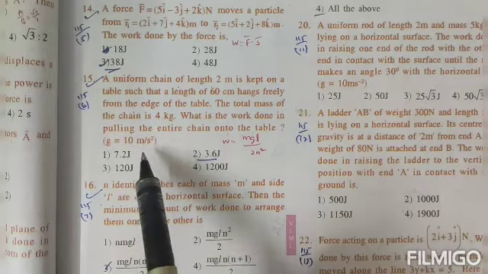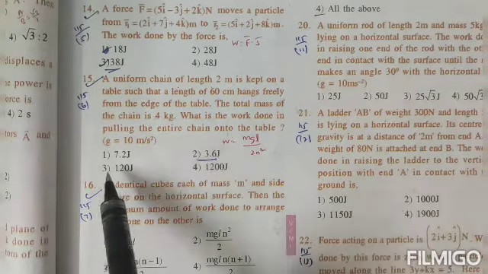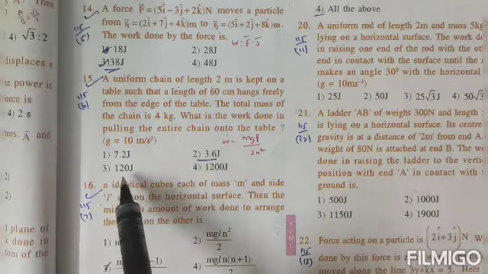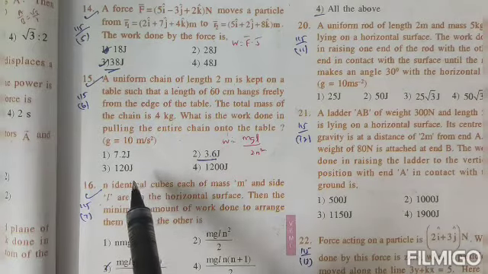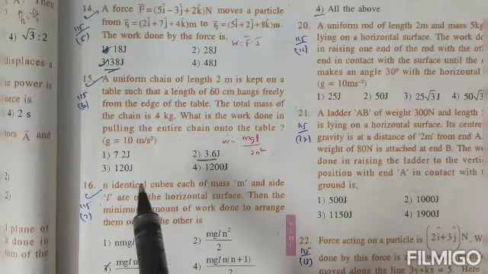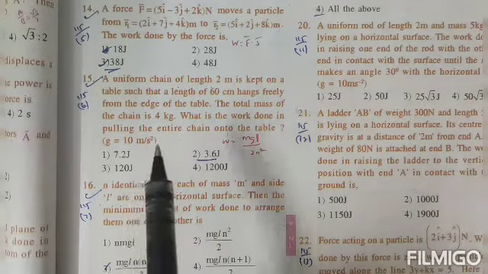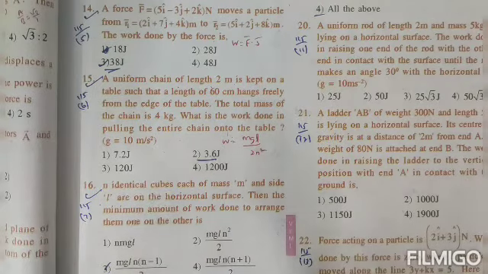Here gravity value is taken as 10 meter per second square. The options given are 7.2 joule, 3.6 joule, 120 joule, then 1200 joule. Before discussing this problem, we want to analyze the concept, that is the chain based problem concept. It is very important for NEET and JEE exam. So please observe that.